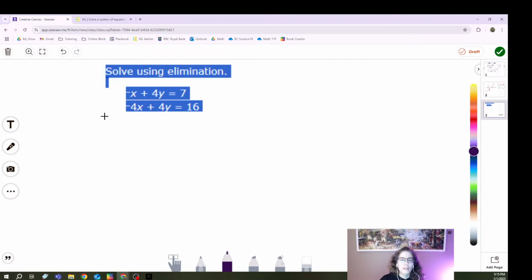Not times and add it, because I want the y's to disappear. So if I have 4y and I have a 4y here, if I do 4 plus 4, I'm going to have 8. That's not going to make them go away. So I have to do 4 minus 4. That's going to make those disappear. Okay, so now do that on everything else.